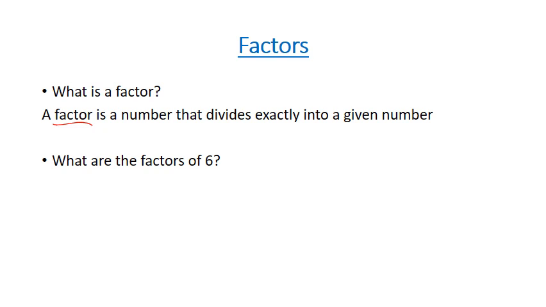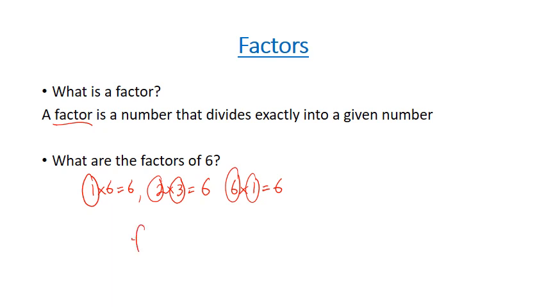Alright, so as an example, the factors of 6. Well, 1 times 6 is equal to 6. So therefore 1 is a factor. Okay. 2 times 3 is equal to 6. So therefore 2 and 3 are factors. But we can also say that 6 times 1 equals 6. And we know 1's a factor, so therefore 6 must be a factor. Alright, so our factors of 6 are 1, 2, 3, and 6, because 6 can be divided by all of these numbers.